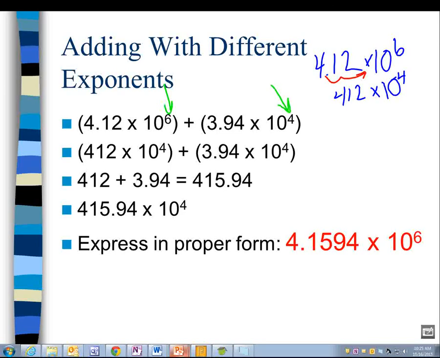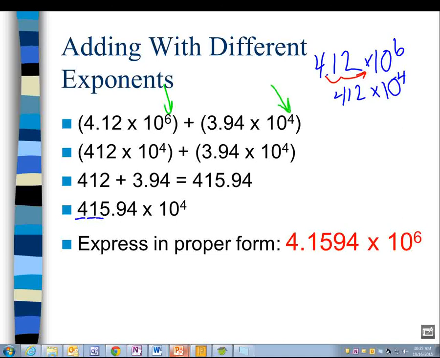And then since I have the same exponents, now I can add those together. 412 plus 3.94. Line up the decimals like you learned last year. And our final answer is going to be expressed in proper form. This is not proper form because we don't have just one digit in front of the decimal.